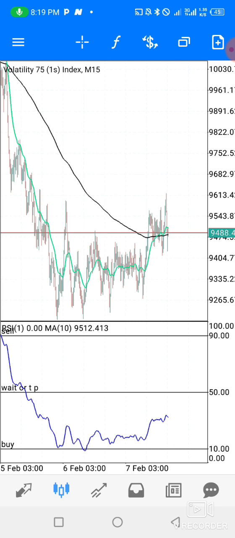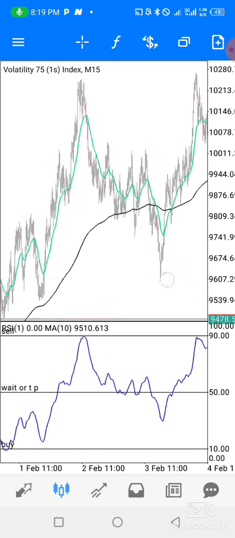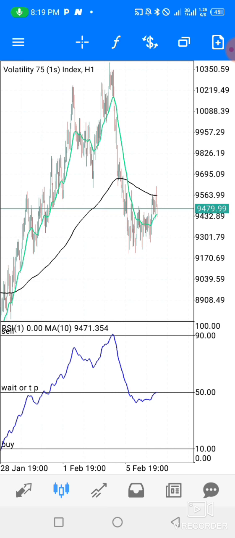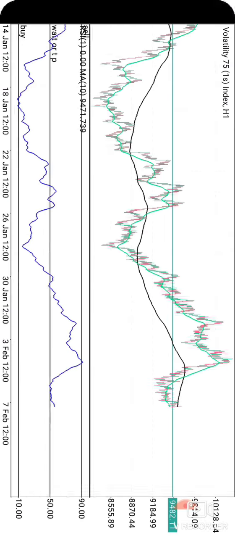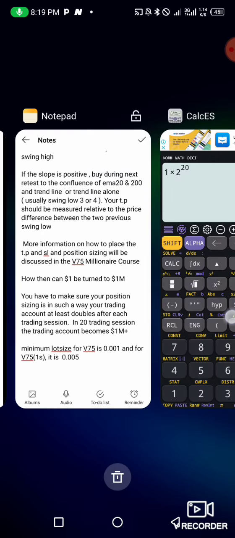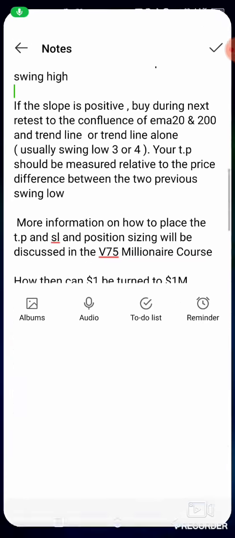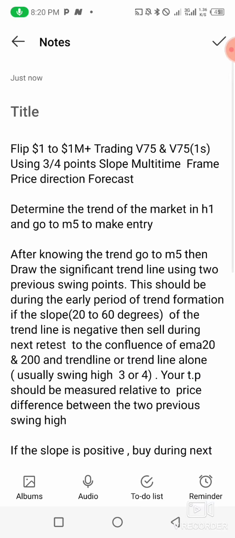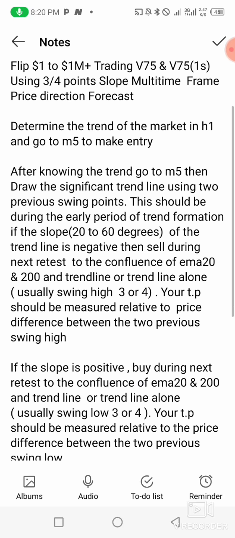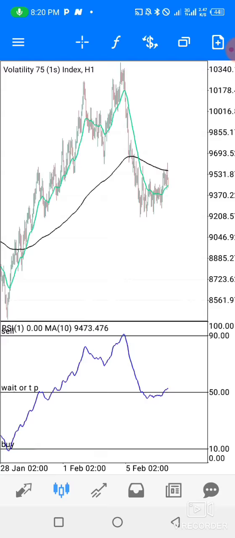Okay, so this is V75 1S. In the document I say you should get the trend of the market in the H1, isn't it? Now look at this market now. Let me go back to the document to confirm that I'm saying the right thing. Yes, you have to get it in H1 and then go to M5, okay? So this is the H1.